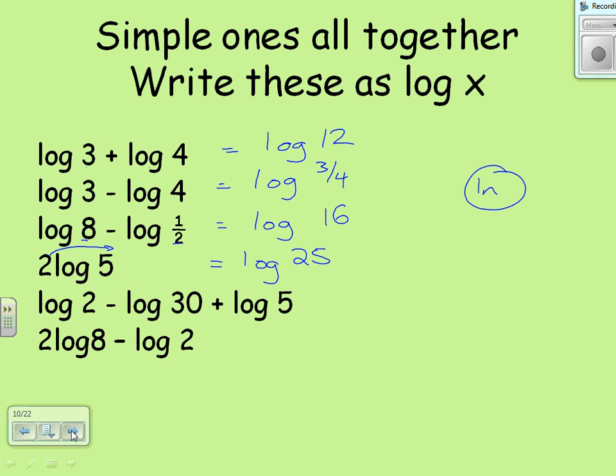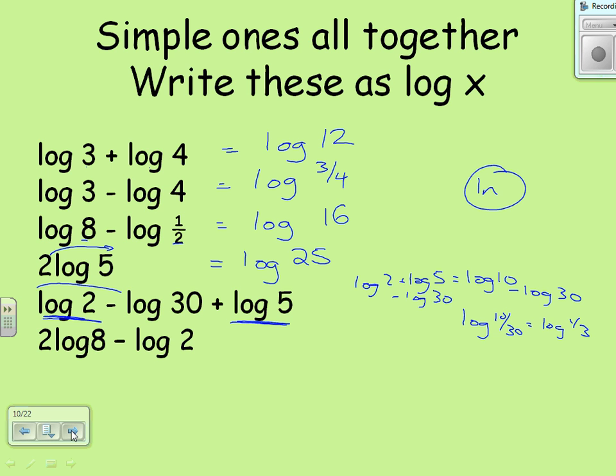We've now got three things to put together, and we can do it in any order here. The easiest thing to do would probably be to do these two together. So log 2 plus log 5 is log 10. And now I've got to take away log 30. So I've got log of 10 over 30. And 10 over 30, of course, is a third.